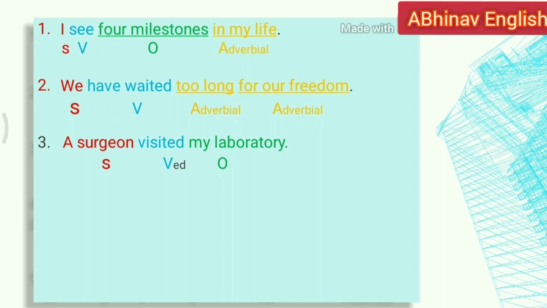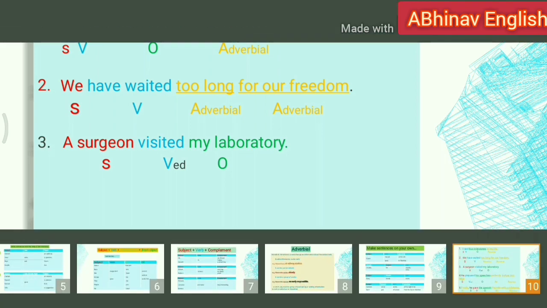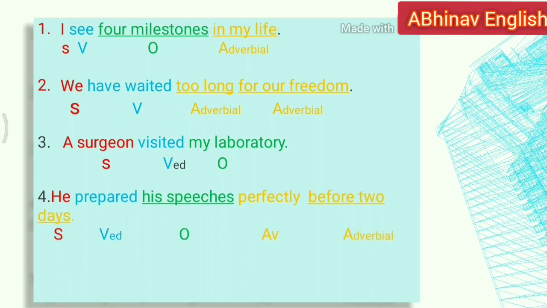Then in the third sentence, a surgeon visited my laboratory. A surgeon is subject, visited is verb in past tense, my laboratory is object. Then, he prepared his speeches perfectly before 2 days. He is subject, prepared is verb, his speeches is object, perfectly is adverb, and before 2 days is an adverbial phrase.